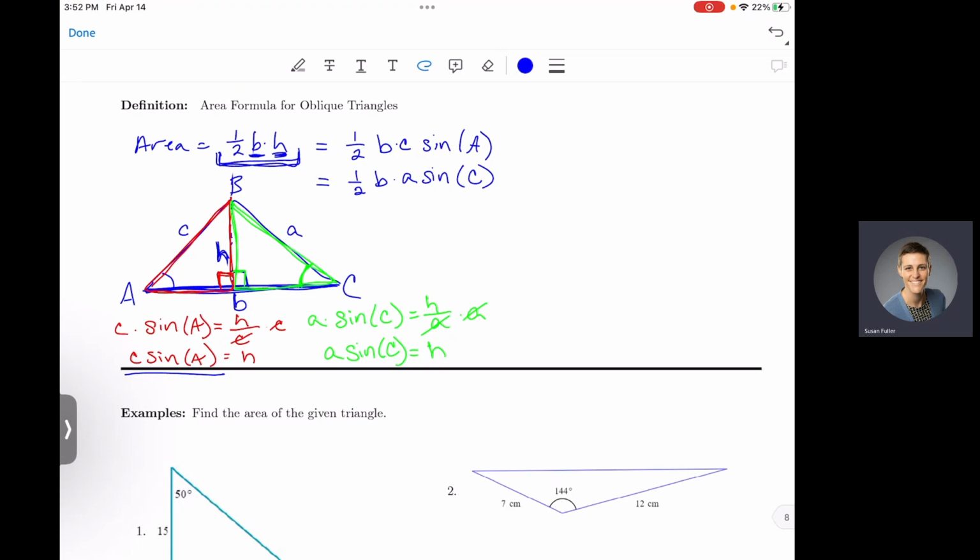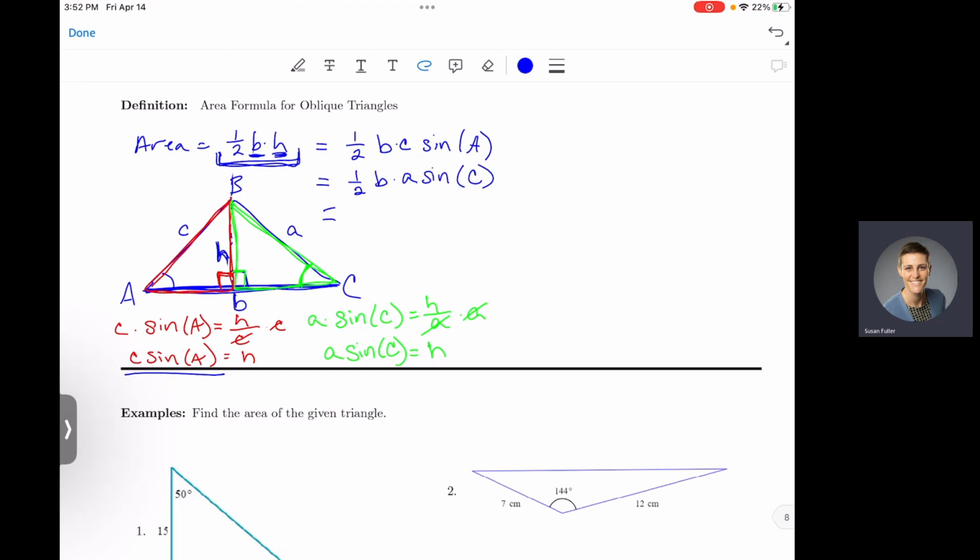Again, these are just two alternative formulas. You can use one or the other. You do not need to use both. And just like most of our formulas that we've been working with, they all say the same thing. It's just in a different labeling scheme, or using different angles here.